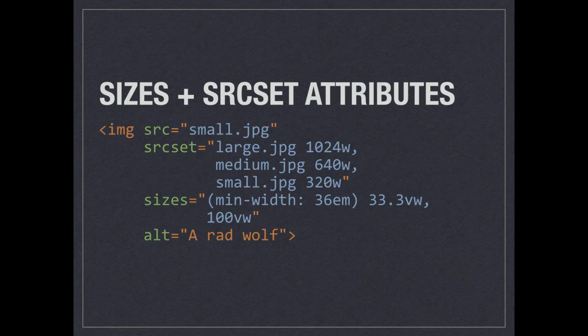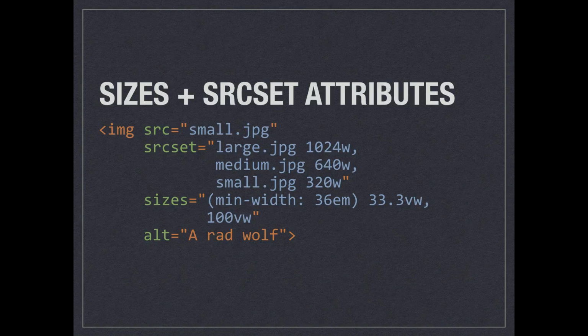Then it's going to be 33.3 VW, which is viewport width. It's a way of saying percentage without it being too confusing, because the browser doesn't know what it's a percentage of. So VW is a percentage of the whole screen. So if it's a big screen, this image takes up a third of the screen. Otherwise, if it's smaller than that, it takes up the full screen. That's what that basically says.